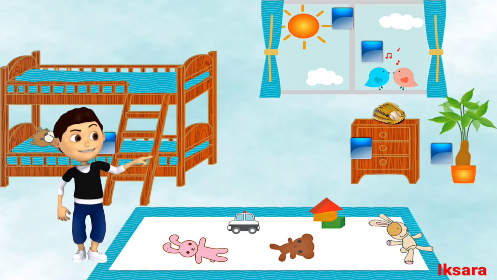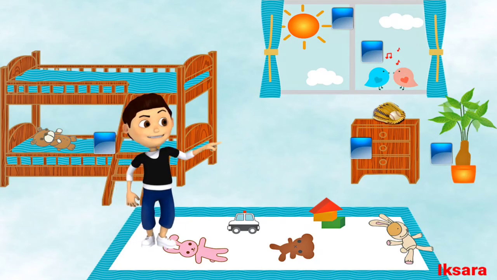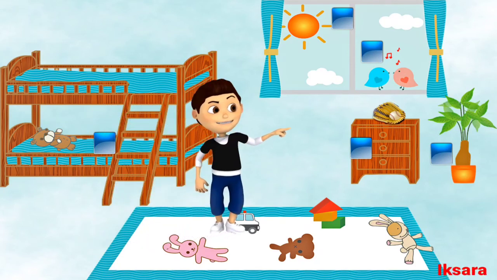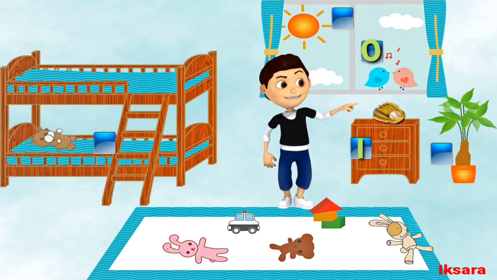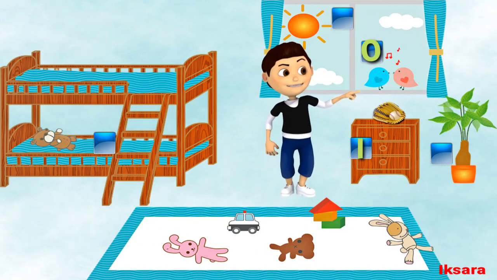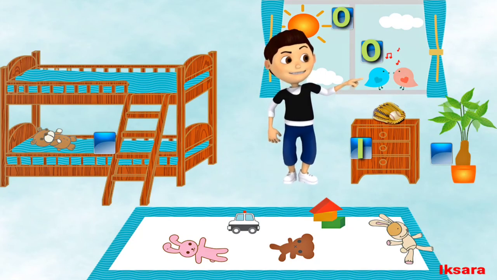Let us now identify the in and out objects. The birds are outside the room. So we will write O in the box here. However, the cupboard is inside the room. So we will write I in the box here. The sun is outside the room. So we will write O in the box here.